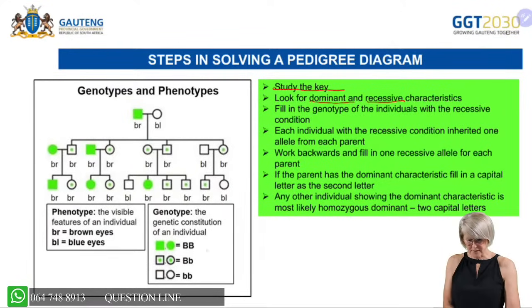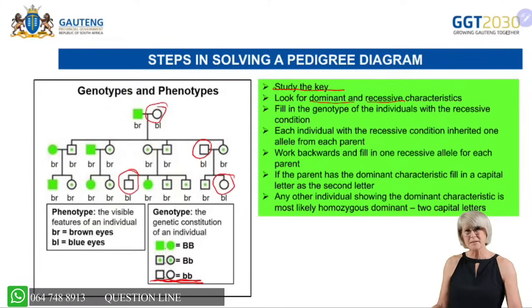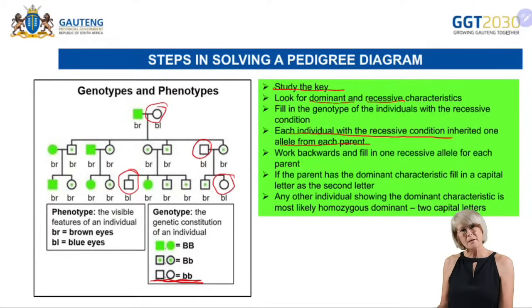So if we have a look at this diagram here, at the bottom they're giving us the symbol or the key for the recessive individuals. So I would go and have a look and I see these are all recessive. So I identify them first. And then remember we said as soon as an individual is recessive, they must have 2 alleles that are the same. They are homozygous. So then we can very easily fill in the alleles, or the genotype, for those individuals. So we work backwards and we find that there's 1 recessive allele from each parent. So we fill in those.